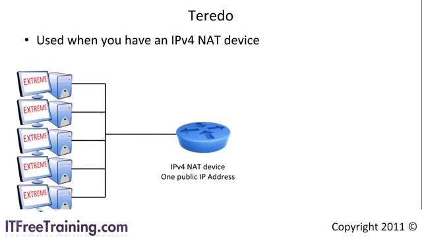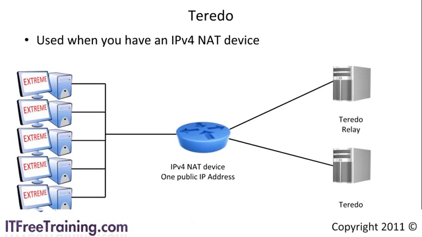Consider this network. The clients on the network connect to the IP version 4 device to access the Internet. The NAT device has one public IP version 4 address. In order to connect to an IP version 6 host, the clients contact a Teredo server. The Teredo server gives the client an IP address to the Teredo relay. The client creates a tunnel to the Teredo relay. All the communication between the client and the Teredo relay is in IP version 4, which makes the communication compatible with the NAT device.